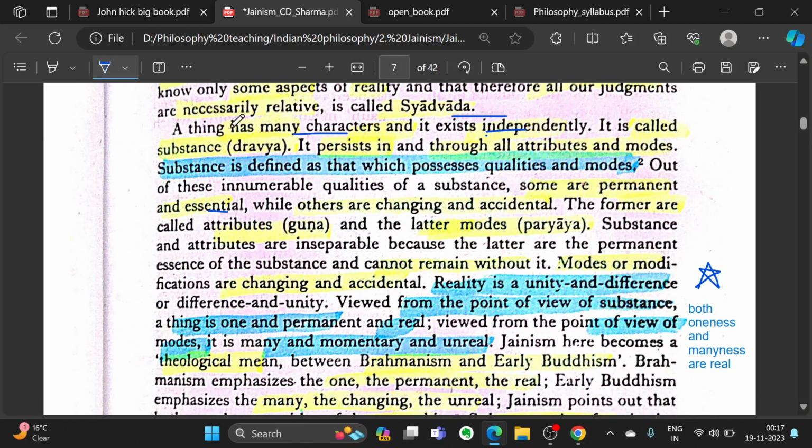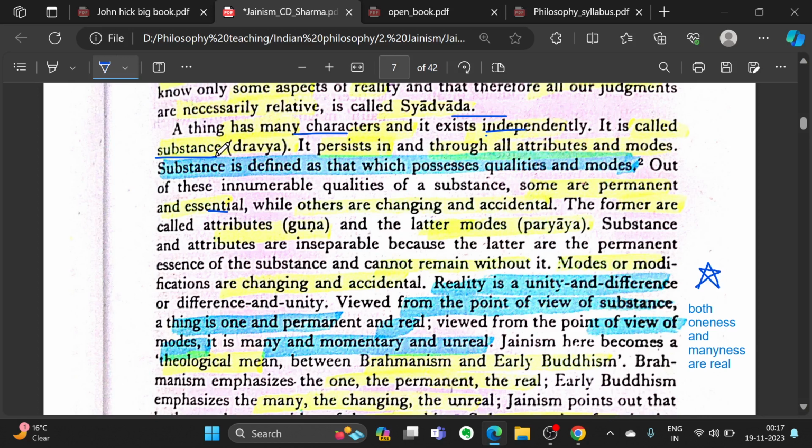Next, a thing has many characters and it exists independently. It is called substance. So substance is something which will be given different kinds of definitions by different schools of Indian philosophy as well as different Western philosophers as well.